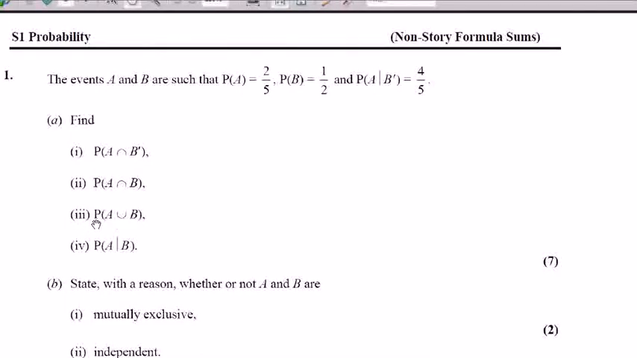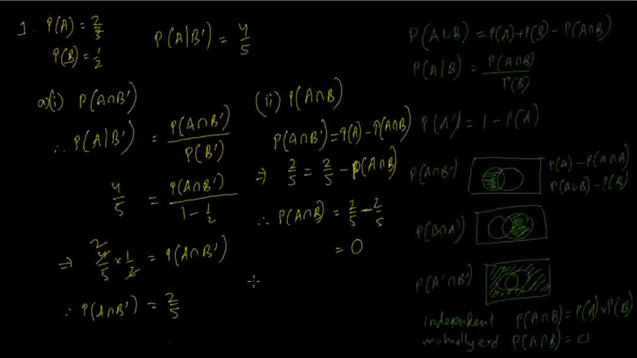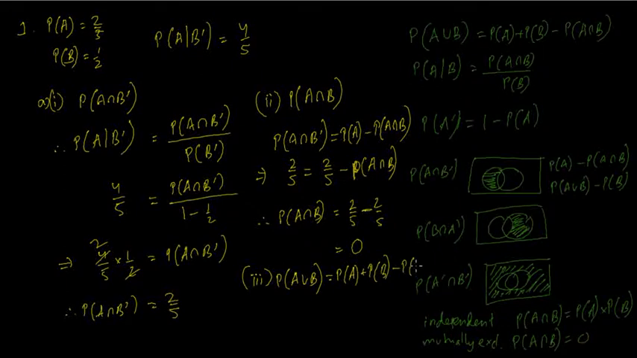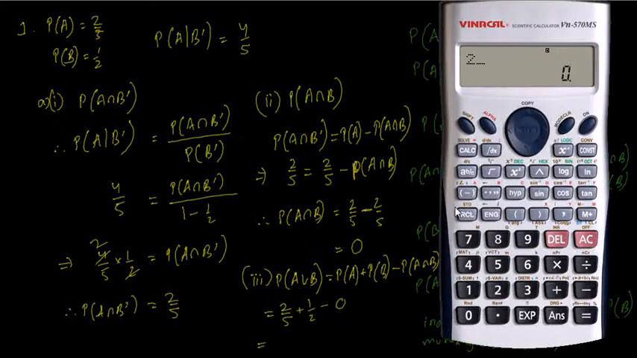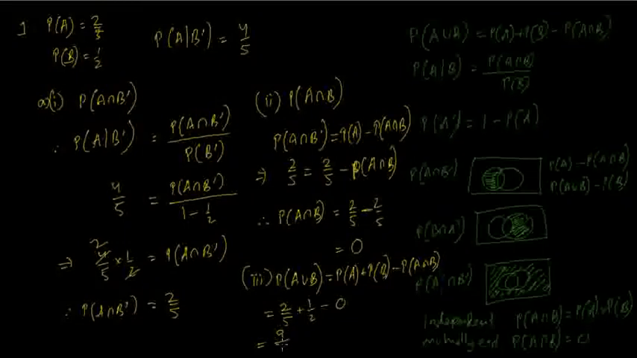Question number 3 is A union B. We can directly use the formula. So the formula for A union B is probability of A plus probability of B minus probability of A intersection B. So probability of A is 2 by 5, probability of B is half. So if you subtract the intersection, which is 0, by doing this calculation it will be 2 by 5 plus 1 by 2. So the probability would be 9 by 10.